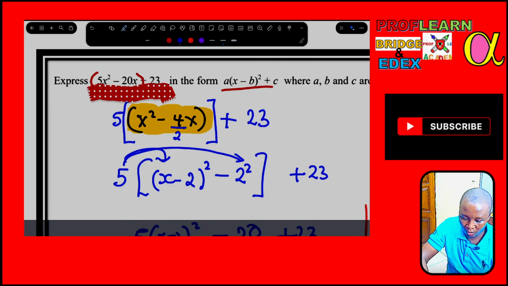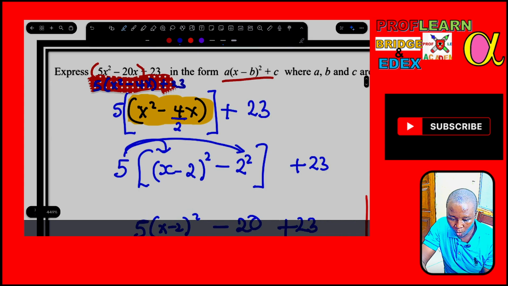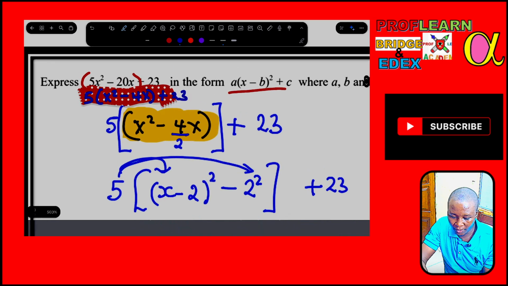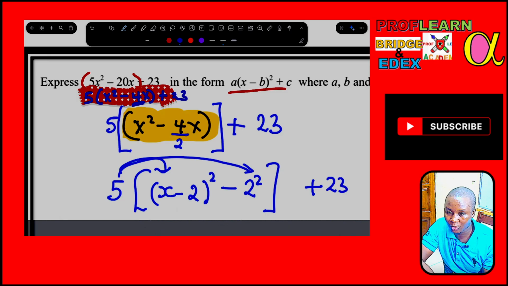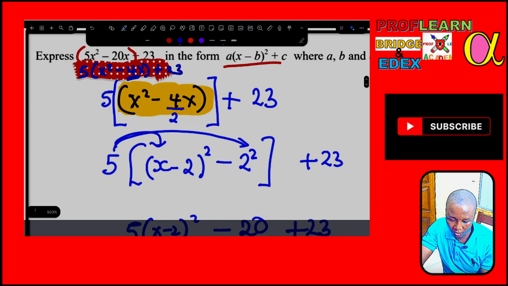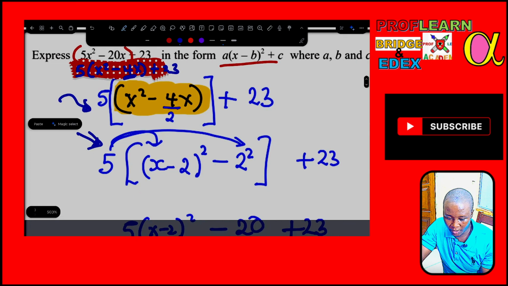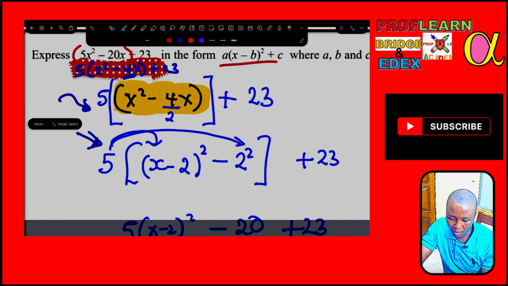If you factor 5 out, you are going to have 5 into bracket x squared minus 4x then plus 23. Then you are going to complete the square of what we are having here. To complete the square, usually you take a half of this number that is here. A half of that number is going to be 2. So this is going to be x minus a half of that. The process of completing the square is at this level here. Because here you can see what I did: I factored out. Then at this particular point, this is where we are completing the square.